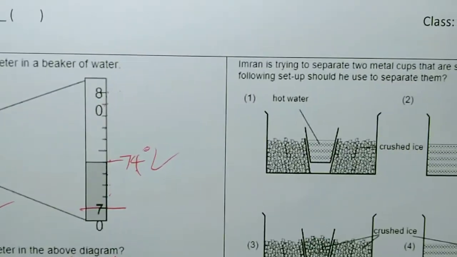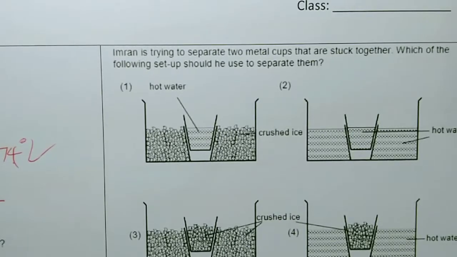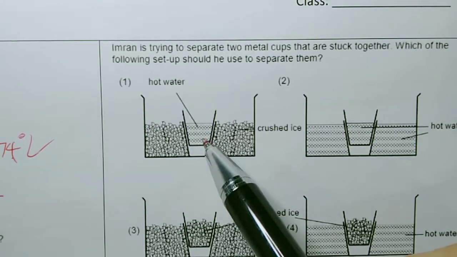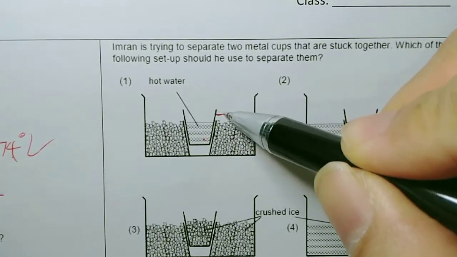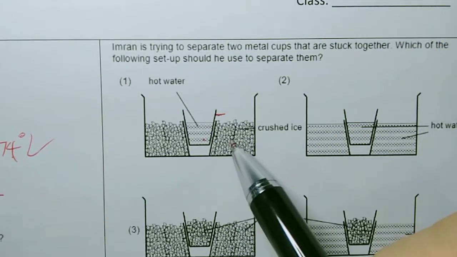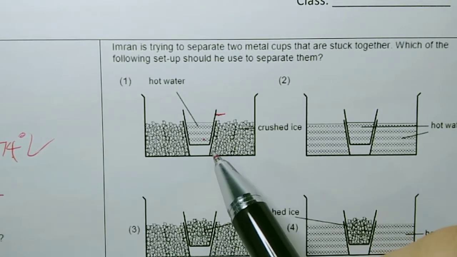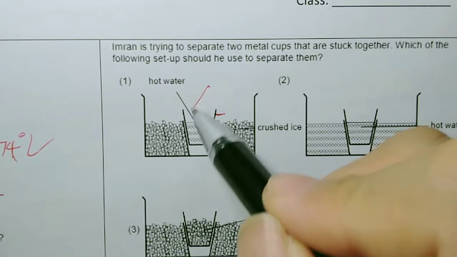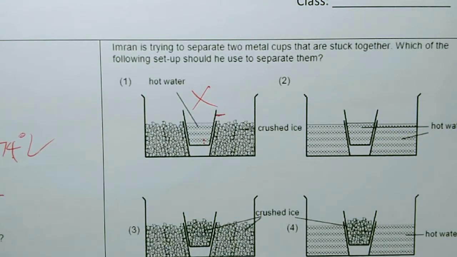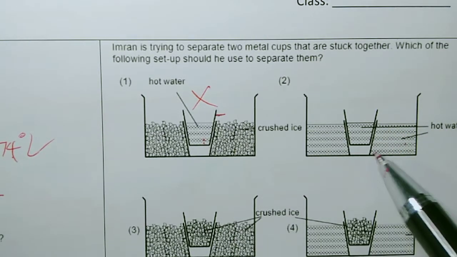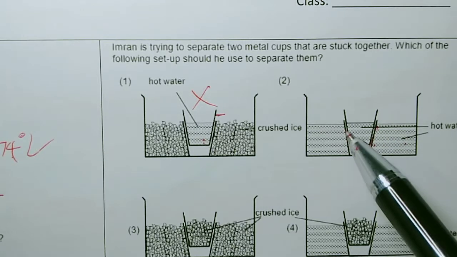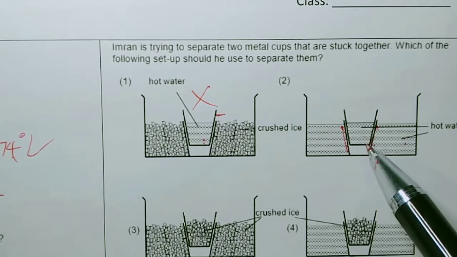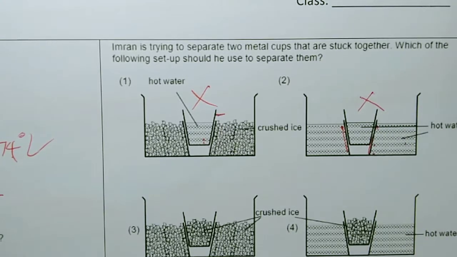Let's take a look. So Iman tried to separate two cups that are stuck together. Which of the following should he try? So you put hot water inside, the cup inside will expand. You put crushed ice touching the cup outside, the cup outside will contract. That will squeeze these two cups together very tightly. Doesn't help him to separate them. Put hot water outside, good, it helps to expand the cup outside. But also put hot water inside, the cup inside will also expand. It doesn't help to separate them.